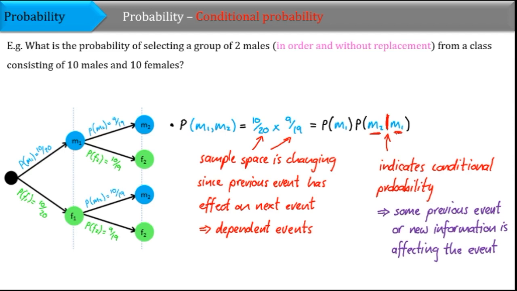Because whatever happened over here, right, whatever happened first, we need to consider that information when we calculate the probability of a male second. With the previous example where we did with replacement, this was 10 over 20 and that was 10 over 20. So the previous event had no effect on the second, whereas here it does. So we have to indicate it with this vertical line, and then the first event must be after that vertical line, because that indicates some information that will cause the probability to change.